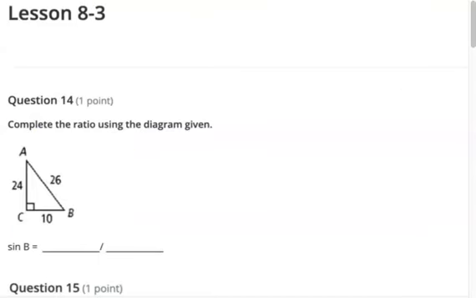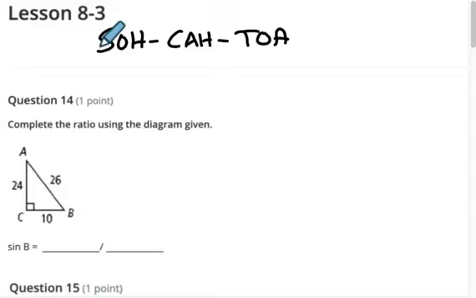Lesson 8.3 was all about SOHCAHTOA trigonometry. SOHCAHTOA tells you when to use sine, when to use cosine, when to use tangent. Sine is the ratio of opposite side over hypotenuse. Cosine is adjacent over hypotenuse. Tangent is opposite over adjacent. This one says complete the ratio using the diagram given. So you don't have to actually solve anything for 14th.